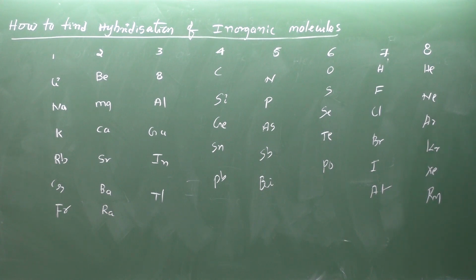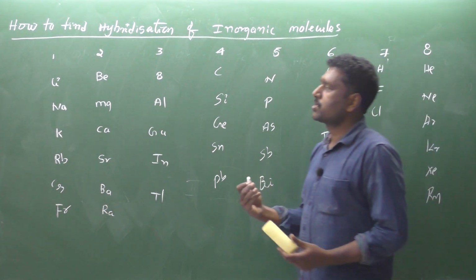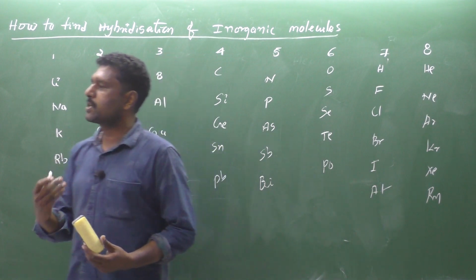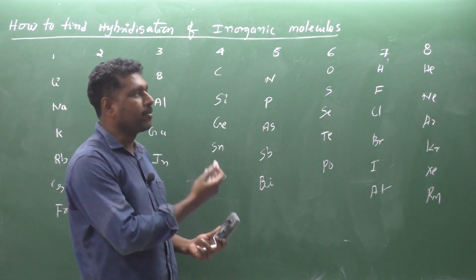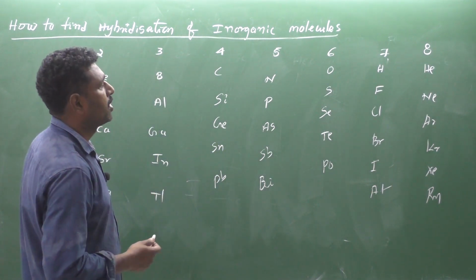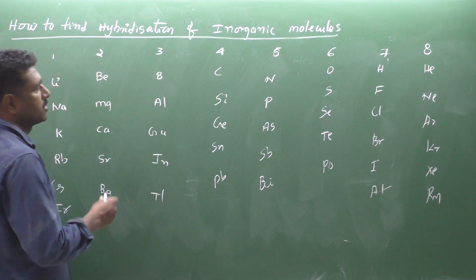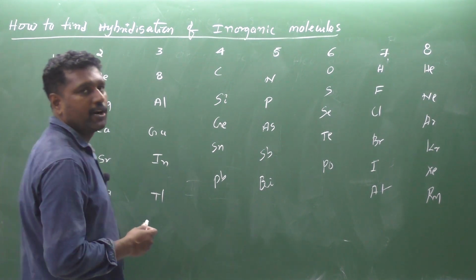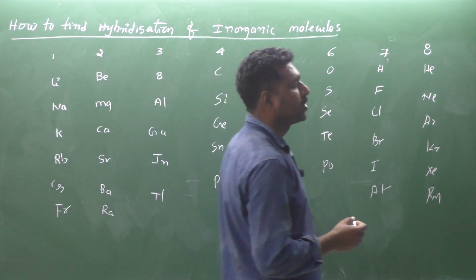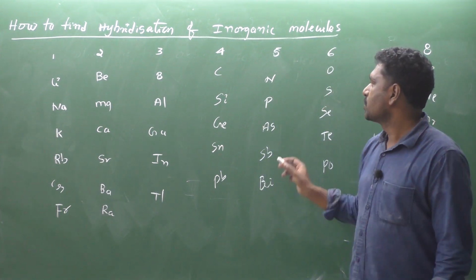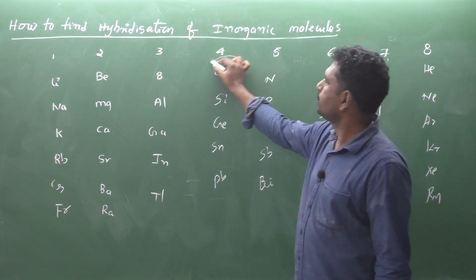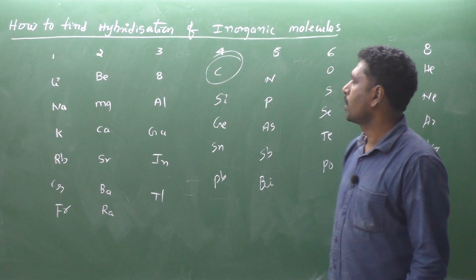So here, first, we will discuss the hybridization of any molecule. For example, what is the hybridization of CO2? In CO2, carbon belongs to the 4th A group.